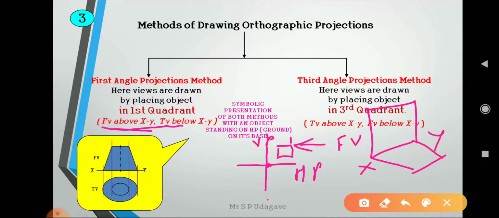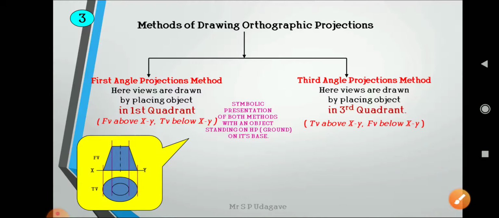This is the XY line, and this is the front view, this is the vertical plane, this is the horizontal plane, and this is the top view. So this figure shows the front view and top view, and the top view is below the XY line.